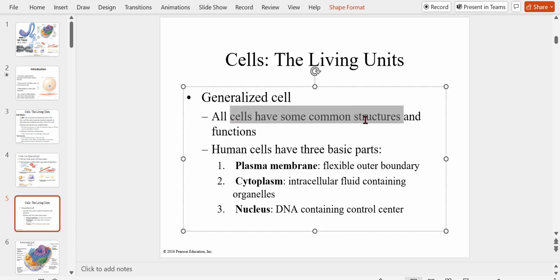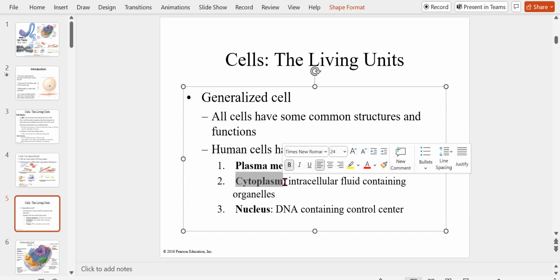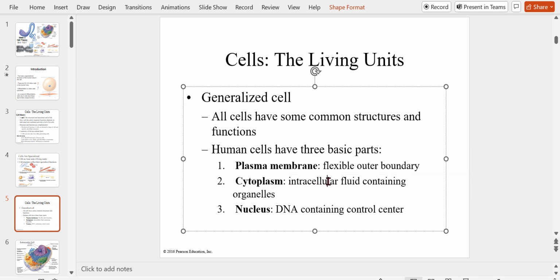The generalized cell. All cells have common structure and function. Human cells have three basic parts. There's the plasma membrane, your fat, the flexible outer boundary. Then the cytoplasm, the jelly or, quote unquote, the blood of a cell. Things have to move from one side of a cell to the other. How do they do it? They do it by the cytoplasmic matrix, this intracellular fluid containing all of the organelles.